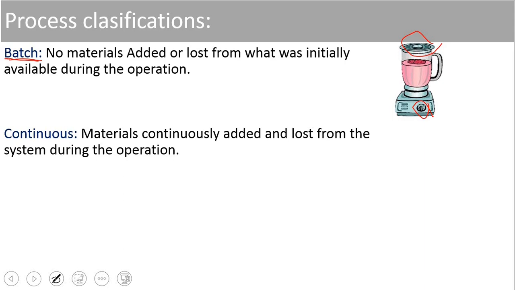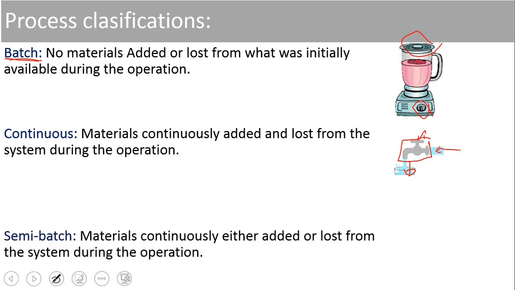Another one will be the continuous, which means materials enter and leave the system when the operation starts. We will have a faucet as an example. You open the valve, the water enters and leaves. It will continuously enter and leave until you close the valve, which stops the operation.